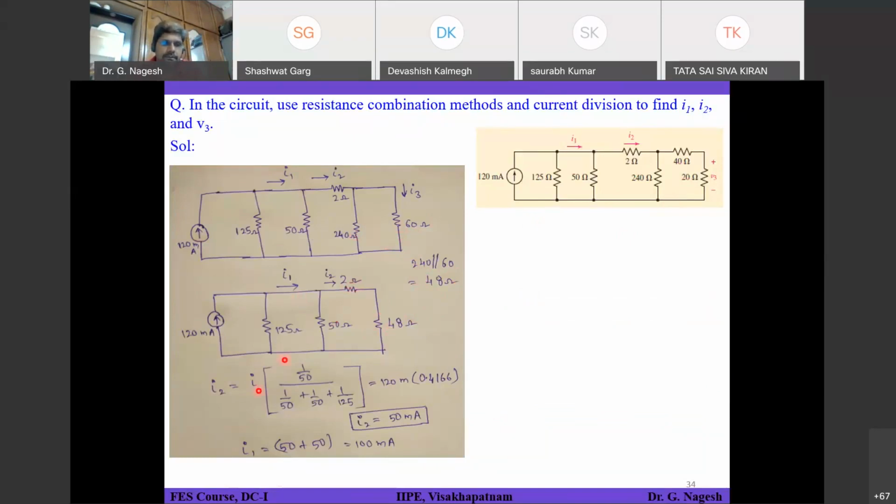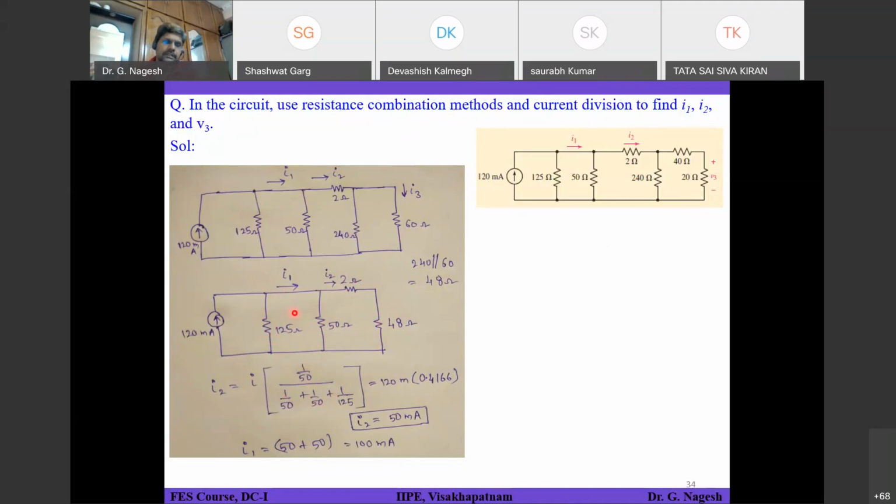So now I am straight away applying. I have 3 branches. One is 125, one is 50, and another one is 50. I am straight away applying the formula to find current I2. So what does the formula say? I2 is equal to total current into the inverse of the corresponding resistor where you want to find the current. So here I am going to find the current in this 50 ohms, which is a combination of 2 and 48. So 1 by 50 divided by 1 by 50 plus 1 by 50 plus 1 by 125. That will give me I2 straight away. There is nothing wrong if you still reduce your circuit and again come back.